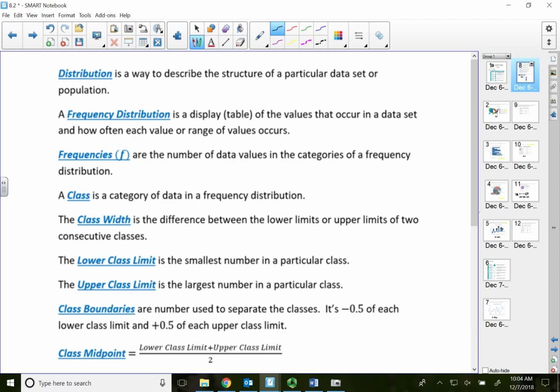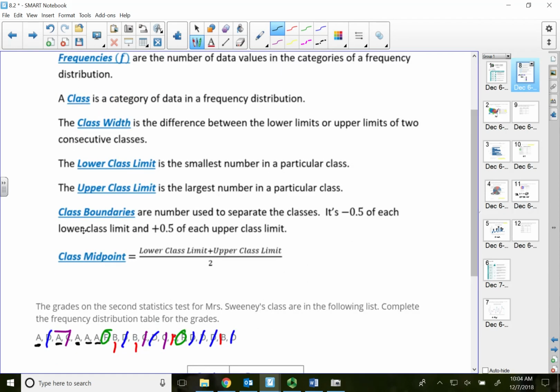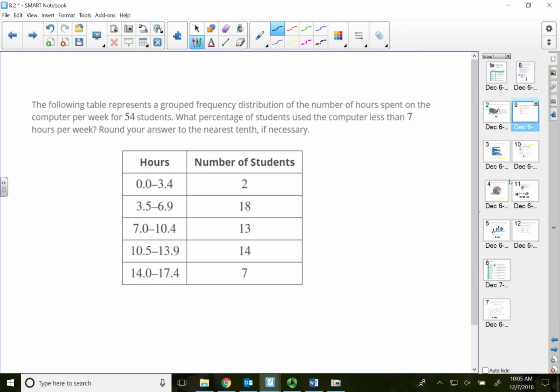Let me go back to the definition. Class boundaries are numbers used to separate the classes. It's always minus 0.5 of each lower class limit and plus 0.5 of each upper class limit. That's assuming I'm using whole numbers for each class. But for this particular example, I'm having 1 decimal place. I'm not using whole numbers.